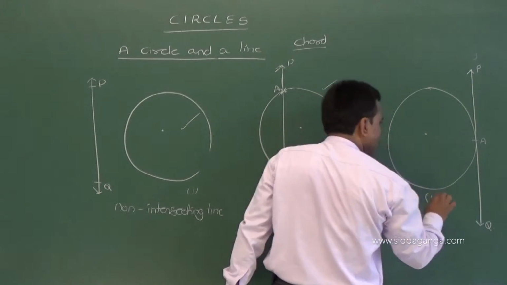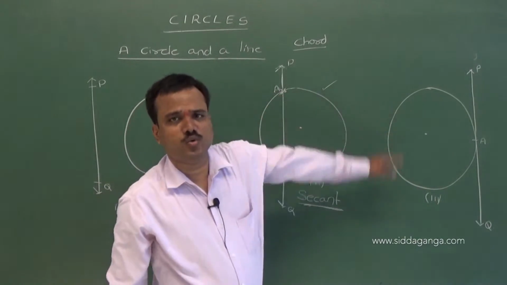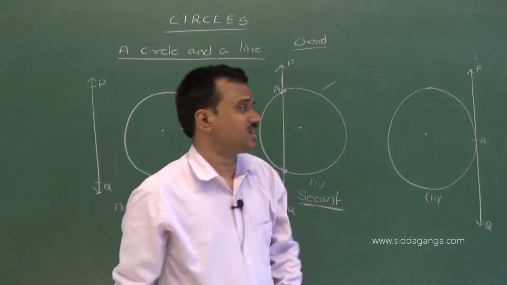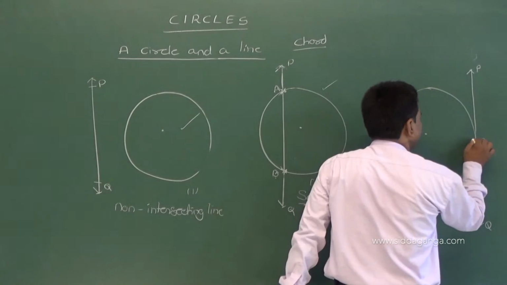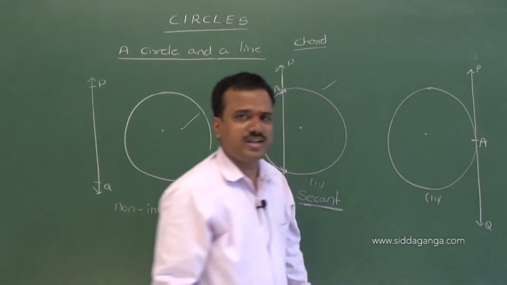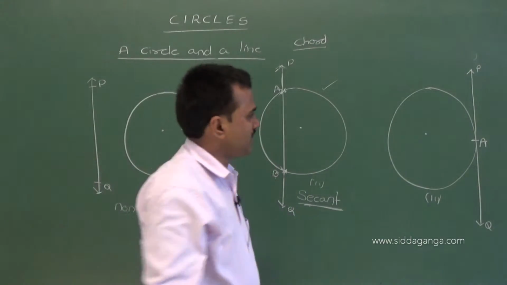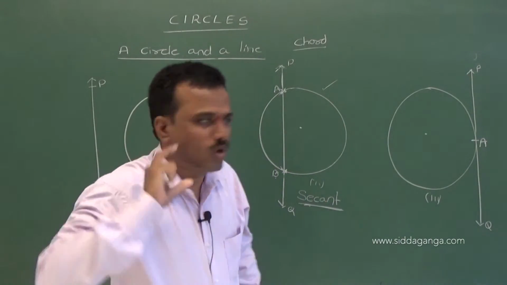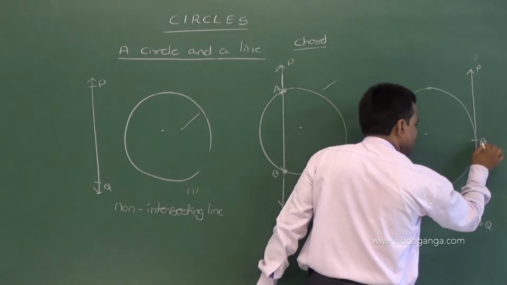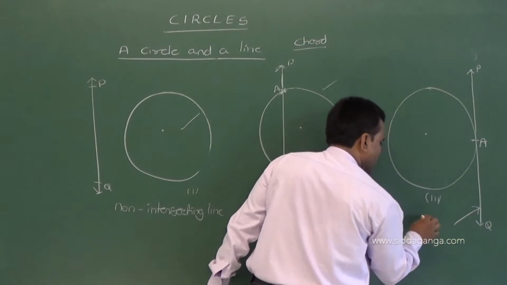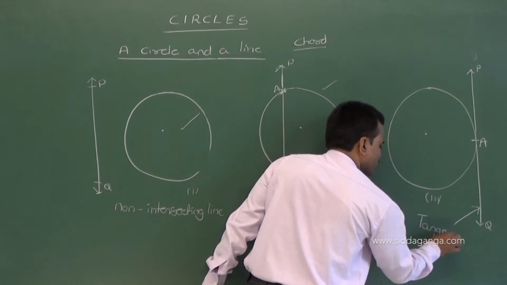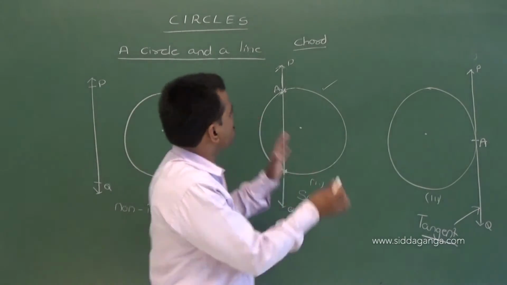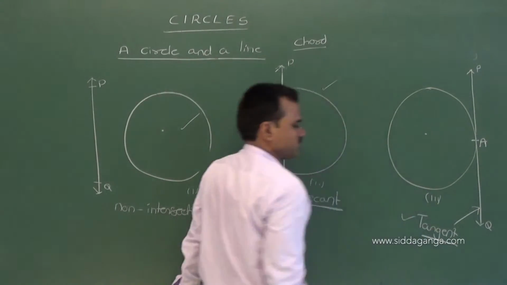Third diagram. Observe carefully. The line PQ intersects the circle at only 1 point. The point is A. The line PQ intersects the circle at only 1 point. Which point? The point is A. Then this we call a tangent. Very important concept. Almost all 10th topics are under this concept, tangent.